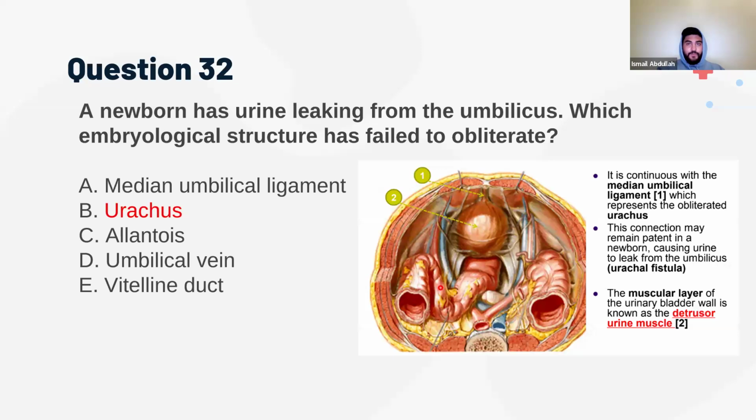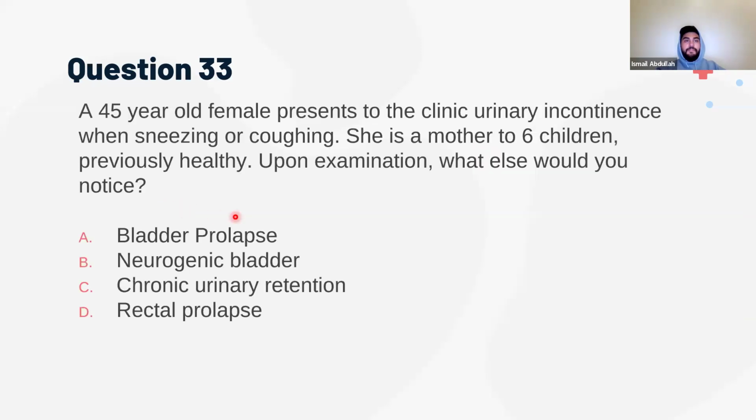It's going to be B, which is the urachus. So this is the urachus right here. Embryologically speaking, this would be the urachus, but with time it's going to become the median umbilical ligament when it obliterates. But if it still persists, it's going to form what is called a urachal cyst, and it's going to cause urine to leak out of the umbilicus. So it's the urachus.